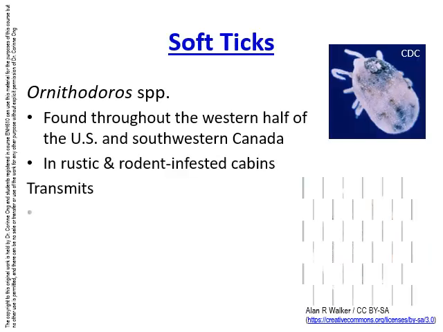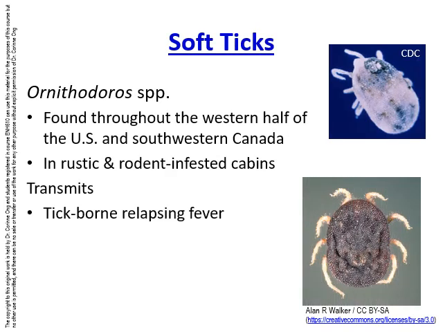Soft ticks are found throughout the western United States and southwestern Canada, mainly in rodent-infested cabins in rural areas. They can transmit tick-borne relapsing fever, a bacterial disease caused by a different Borrelia species, Borrelia hermsii, to the one that causes Lyme disease.